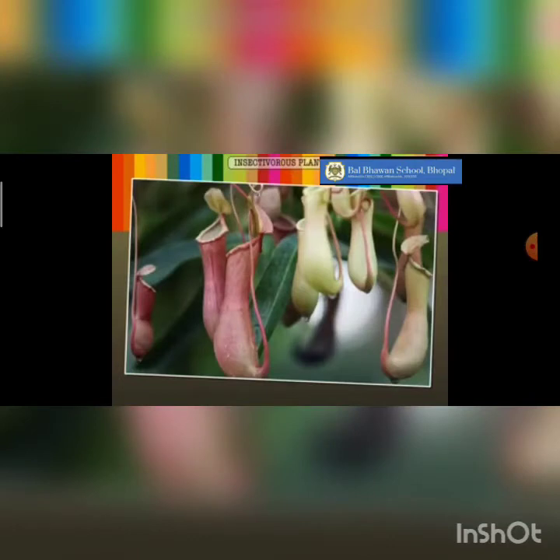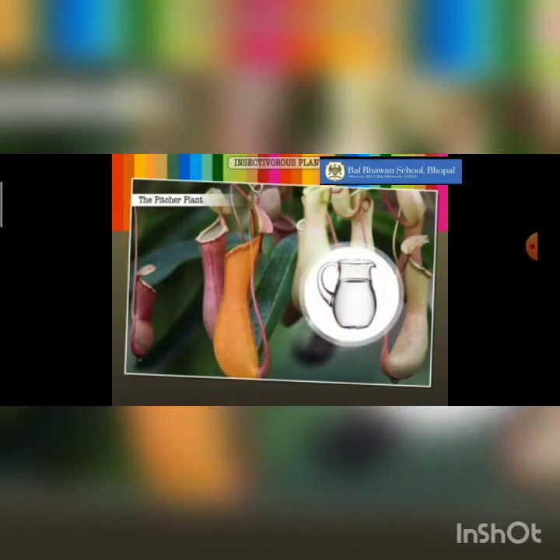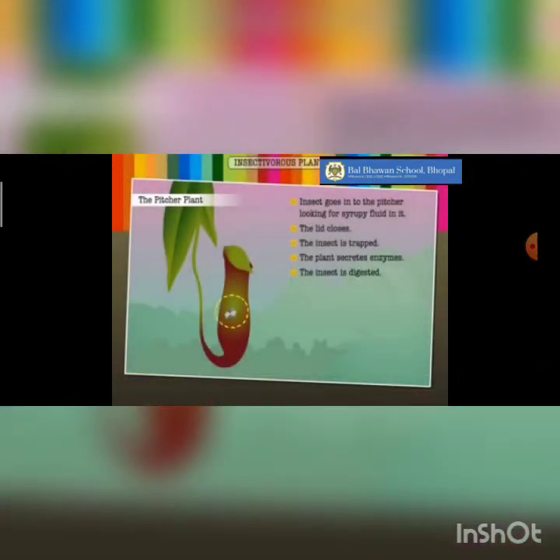So this is a pitcher plant, and its name is like pitcher because the shape is like a pitcher, just like a container. It has a leaf in the form of a pitcher with a lid to cover the mouth of the pitcher. When an insect lands on the edge of the pitcher, it slips and falls into it. The lid closes, trapping the insect inside. Secretions from the pitcher help to digest the trapped insect. In this way, the insect is trapped inside and is digested.